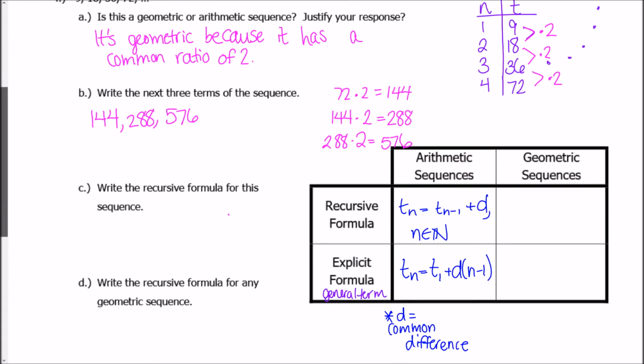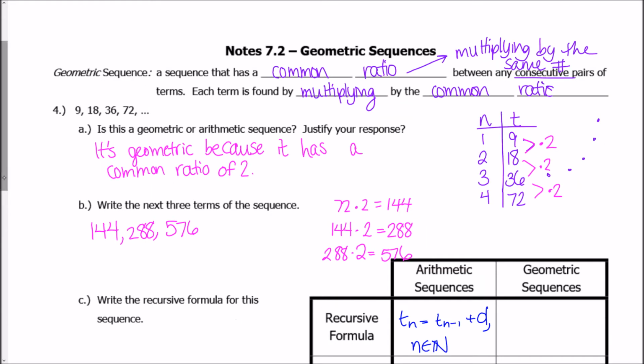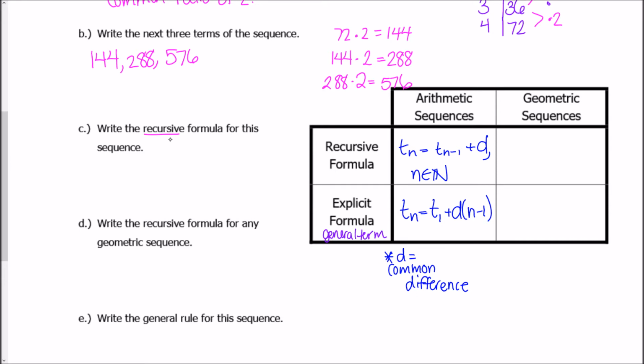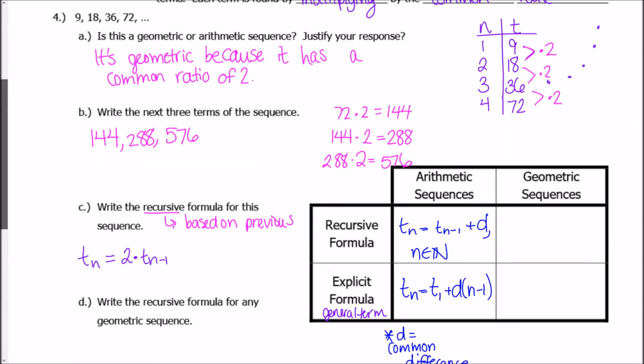Question C asks us to write the recursive formula for the sequence. Remember, recursive means it's based on the previous term. So essentially what we are saying by t sub n is that the term we're looking at is equal to the previous term. So I'm going to take the previous term, which is t sub n minus 1, and multiply that by 2. Because that's what we did. We took our previous term of 72 and multiplied it by 2, which gave us 144. We did the same thing with 144 to find the next term, and we did the same thing with 288 to find the next term.